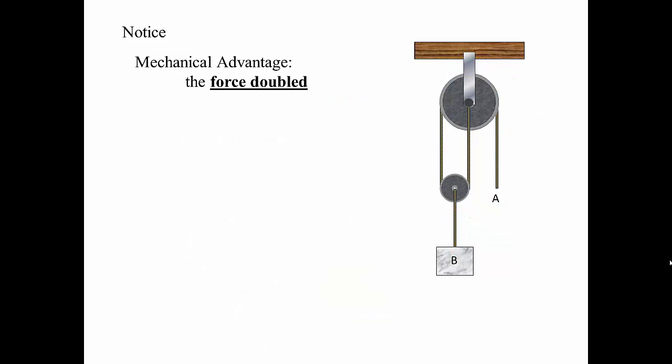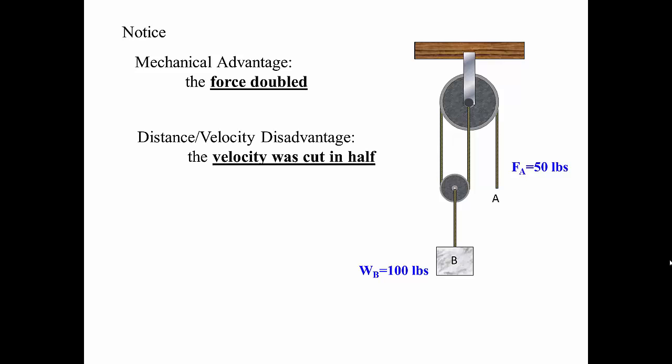Notice that our mechanical advantage was doubled. We had 50 pounds of force pulling at A and were able to lift 100 pounds. However, our distance and velocity disadvantage was half. We pulled down at 2 feet per second and block B rose upward at 1 foot per second.